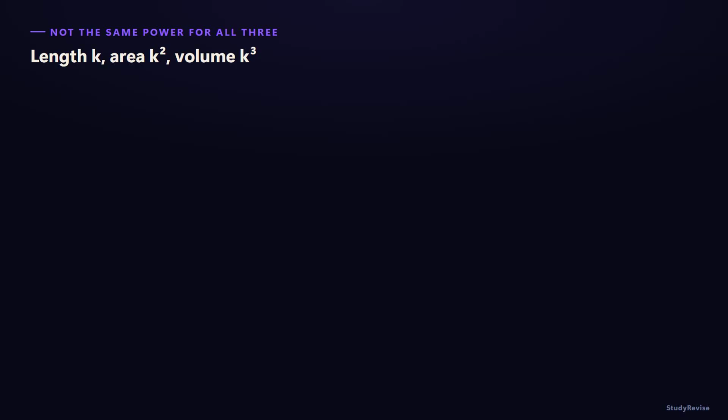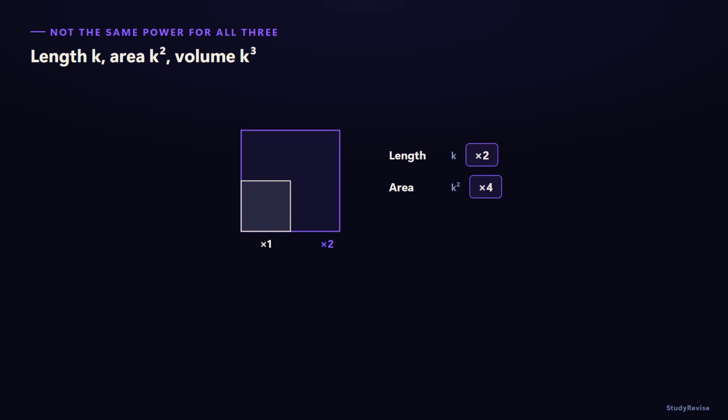Now, a completely different topic, but the same instinct to oversimplify shows up again: similar shapes and scale factors. If the length scale factor between 2 similar shapes is k, the area scale factor is k squared, and the volume scale factor is k cubed, not k for all 3. Double every length, and the area doesn't double. It quadruples. The volume doesn't double either. It becomes 8 times as large.